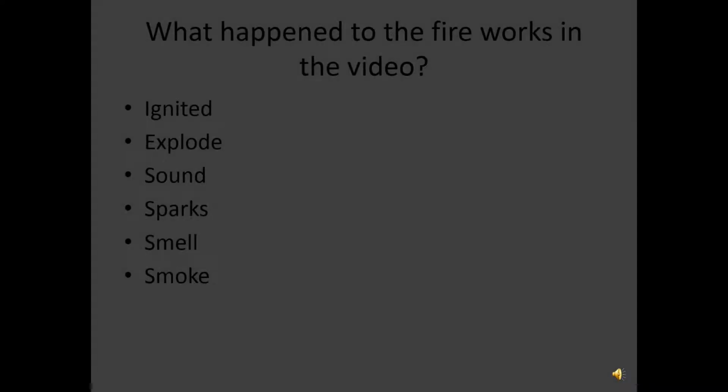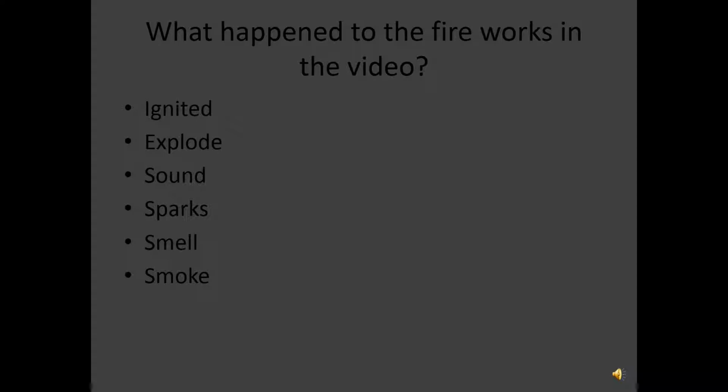What happened to the fireworks in the video? The first thing which happened to the fireworks in the video is that they got ignited, and after they got ignited, they exploded into the air, giving off a sound and sparks. For some of you who have had a real life experience with fireworks, you would know that they also give off a smell and smoke when they get ignited. These are some of the things which happen when a reaction called a combustion reaction occurs, and fireworks are a great example of that.